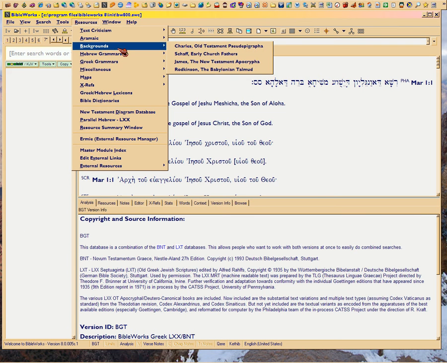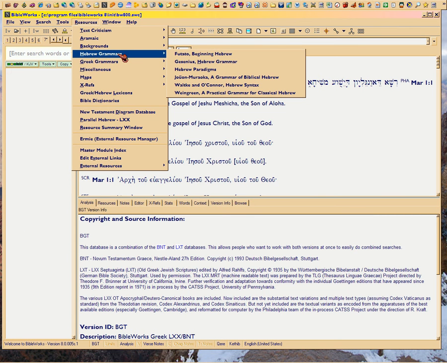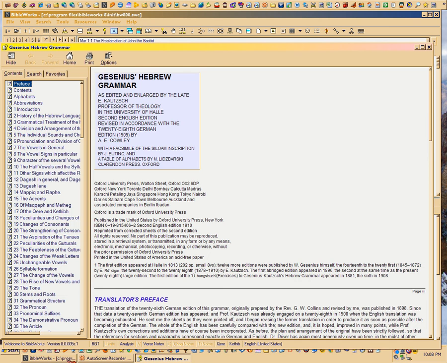Then we have Hebrew grammars. Bundled in BibleWorks is Futato's Beginning Hebrew. That looks like the same book as the one I have. And here's our friendly Gesenius Hebrew Grammar. Hopefully I can do this without the machine bombing.